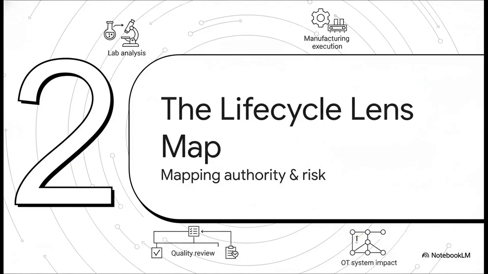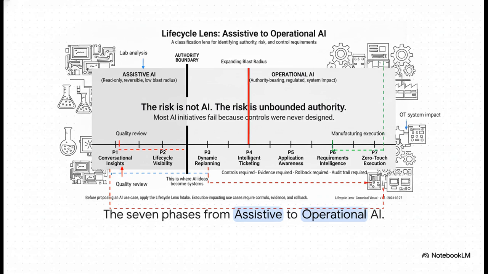So, to navigate a complex landscape like this, you need a map. And that's exactly where the lifecycle lens comes in. It's a framework that's designed to help us classify AI use cases by figuring out where the authority lies, where the risks pop up, and what kind of controls we're going to need. It basically helps us have the right conversations at the right time. And here it is. This is our map.